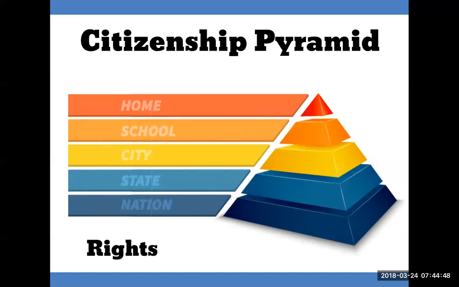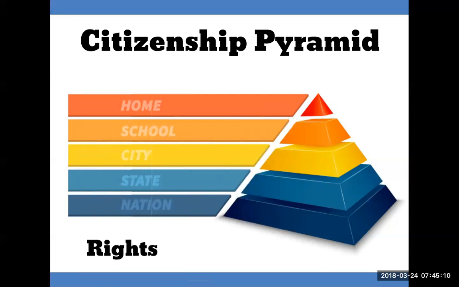Our nation and the United States Constitution guarantees really big rights like freedom of speech, freedom of religion, and the freedom to assemble in groups. Let's add freedom of speech, freedom of religion, and the freedom to assemble in groups at the bottom of our pyramid. Next, we have state constitutions.